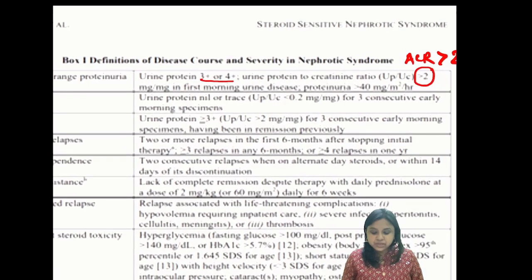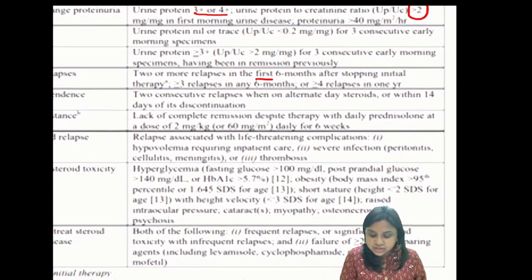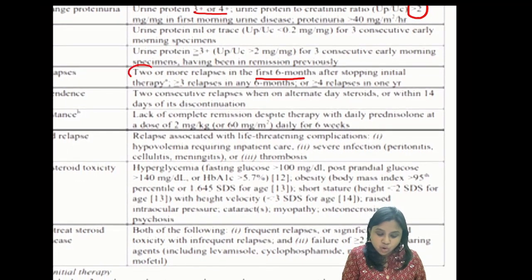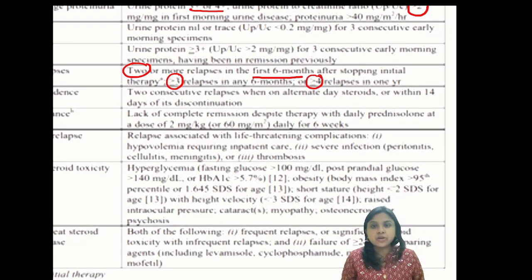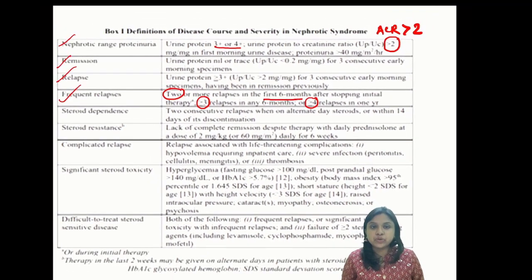Next, what is meant by frequently relapsing nephrotic syndrome? So frequently relapsing means there are 2 or more relapses in the first 6 months after stopping initial therapy, or any 3 relapses in 6 months or 4 relapses in 1 year. So you need to remember 3 things. First is the initial, that in the first 6 months you are going to have 2 or more. In any 6 months you are going to have 3 or more, and in 1 year you are going to have 4 or more. Right? This is the definition of frequently relapsing.